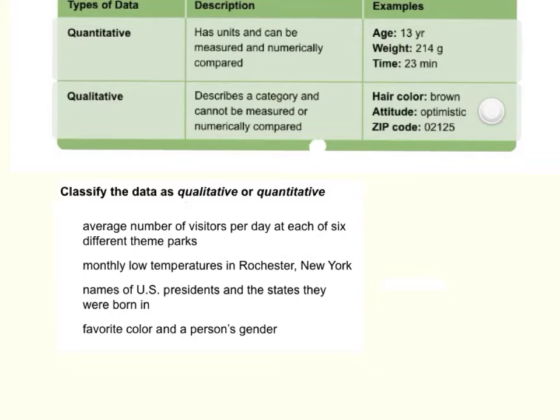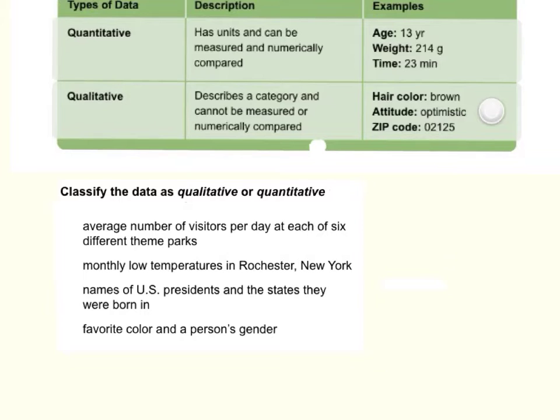Okay, when we are collecting our data, there's two different types of data that we can get from a survey. We can get quantitative data, which is going to be units that can be numerically compared. So your numeric data. Most of the time it's numeric data, such as ages, weights, and time.